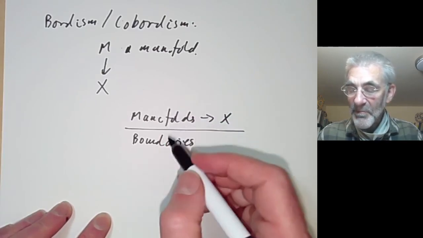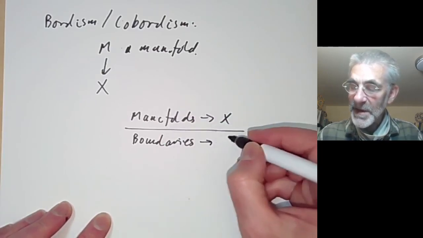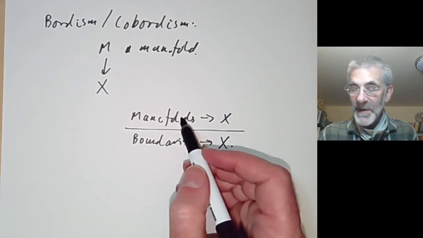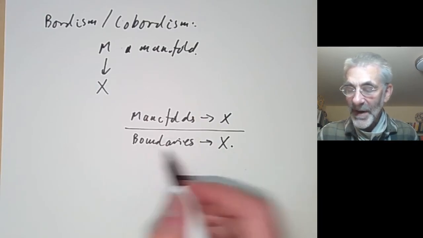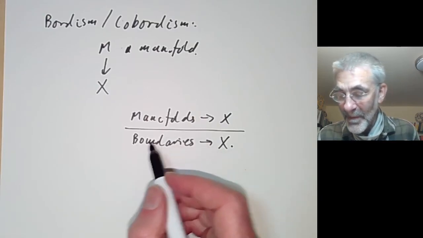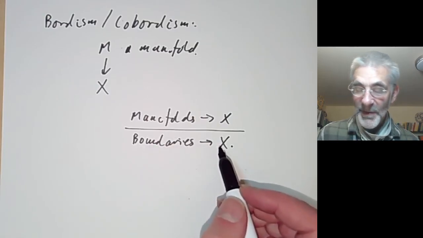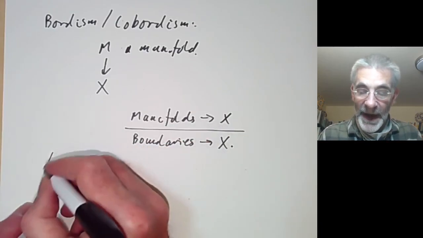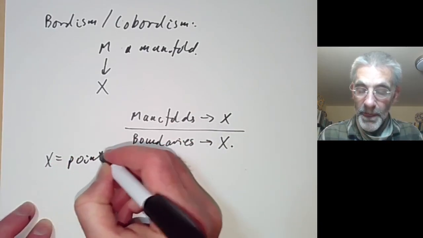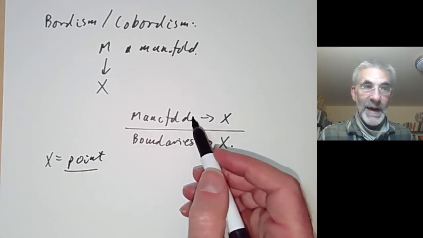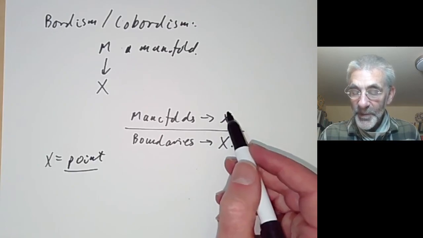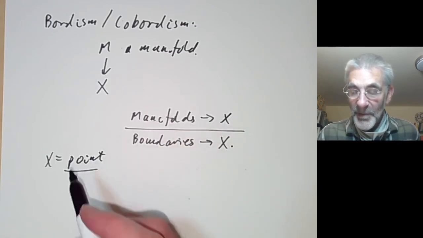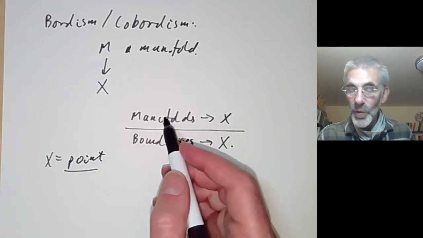If a manifold is a boundary of something else, we consider it to be trivial. So we take the space of all maps from manifolds to X, and we try and quotient it up by the set of all manifolds that are boundaries of manifolds. Even if X is a point, this is pretty difficult to calculate, because in order to calculate the cobordism of a point, what we've got to do is to classify all manifolds.